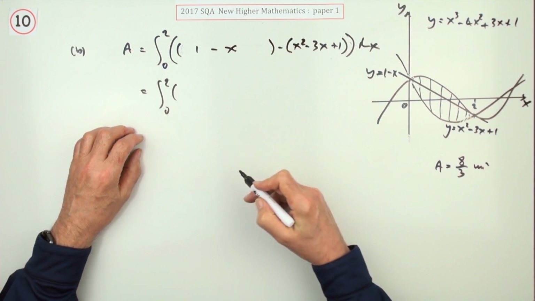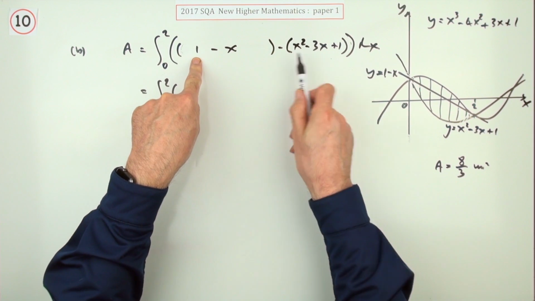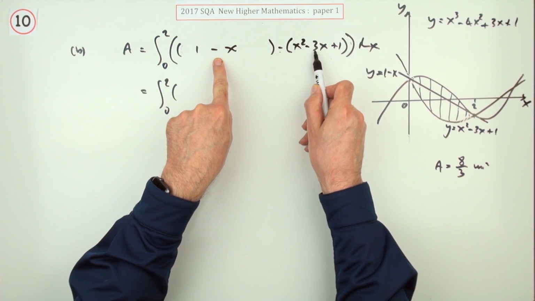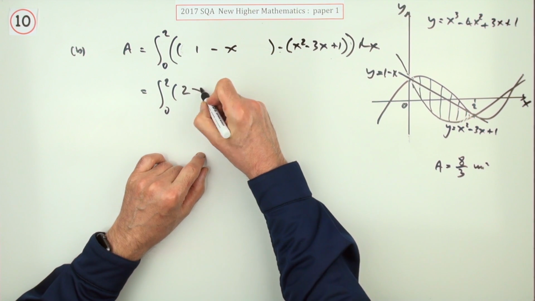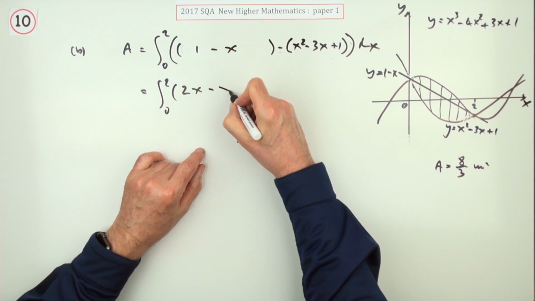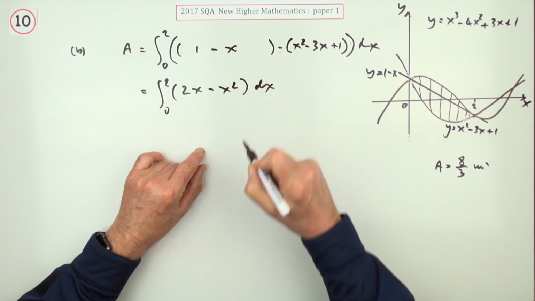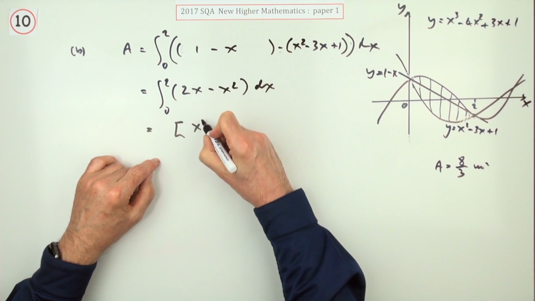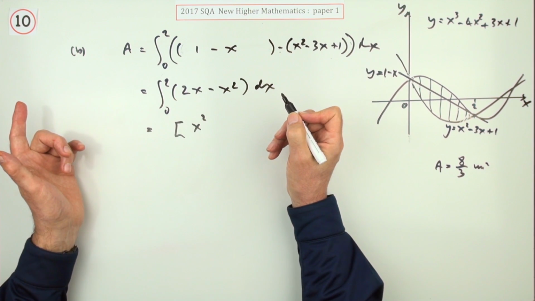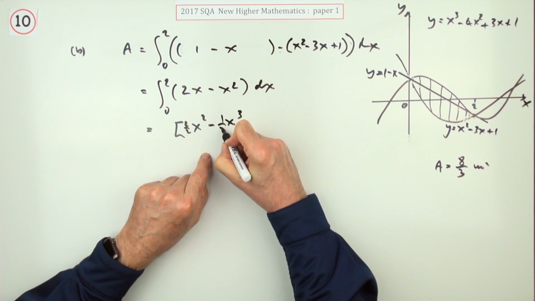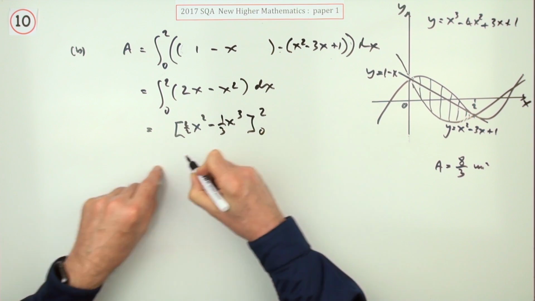So it's 0 to 2 of, well, I've got 1, take away 1, so that disappears. I've got negative x, but plus 3x, so that's going to be a 2x, and I've got a minus x squared. Well, it's not as long then. dx. So that's just going to be up to 2, divide by 2 makes that a 1. Or maybe I'll show it, 2 over 2. Up to 3, divide by 3. Evaluated at 0 and 2.